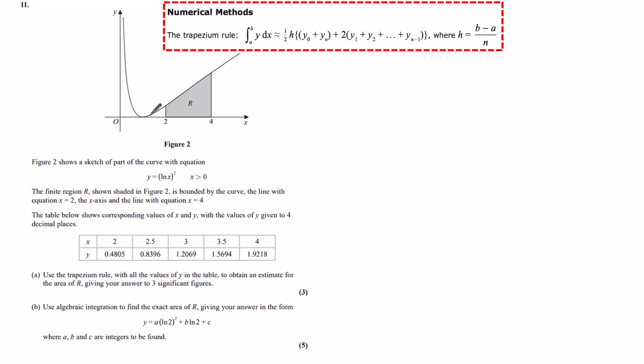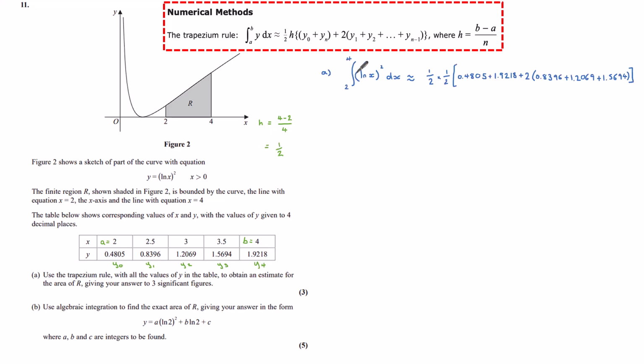So in order to use our trapezium rule, we need our a value of 2, our b value of 4, and our y values, starting with y0, from the table. Our h is equal to (b minus a) over n. We are going up to y4, so n is 4, which gives us a height of a half.